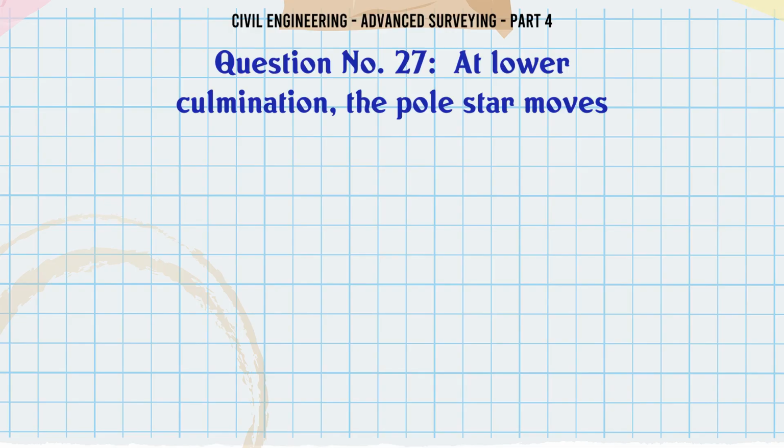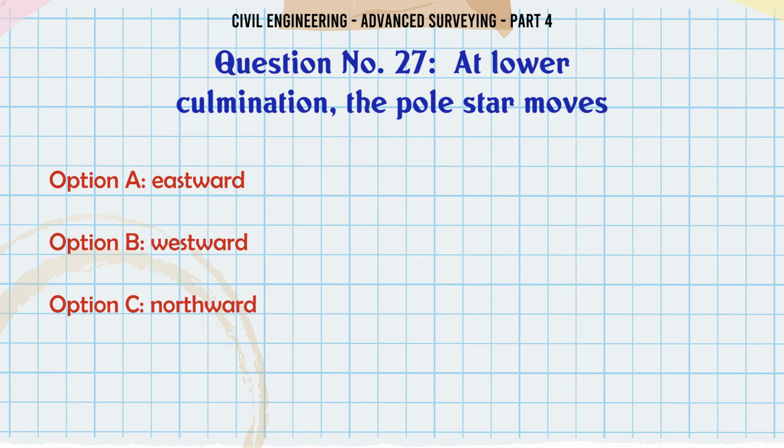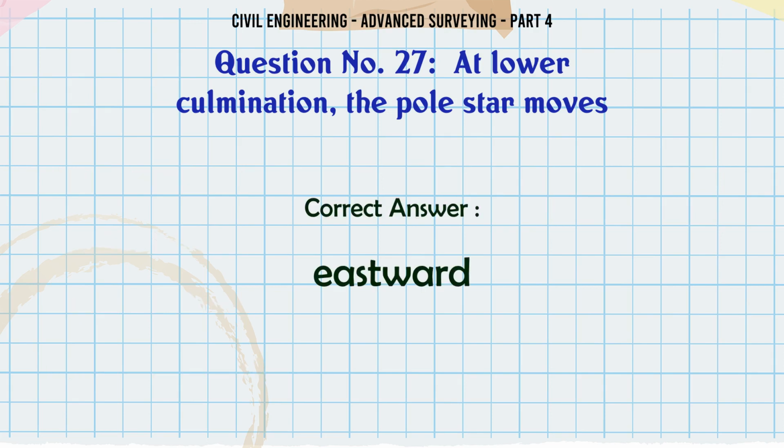At lower culmination the pole star moves: A. Eastward. B. Westward. C. Northward. D. Southward. The correct answer is eastward.